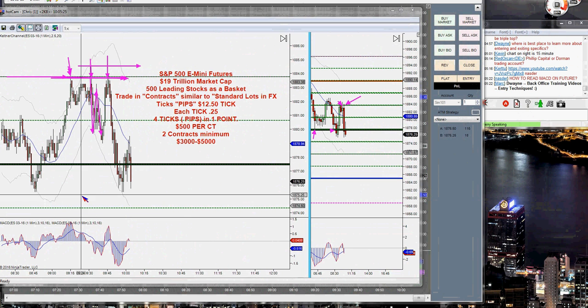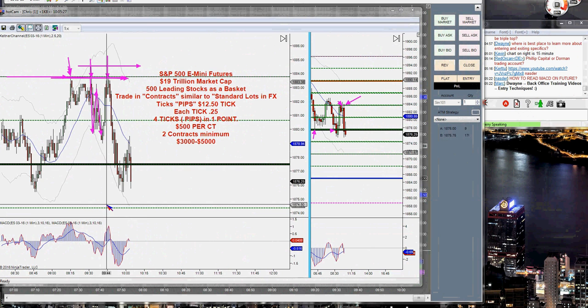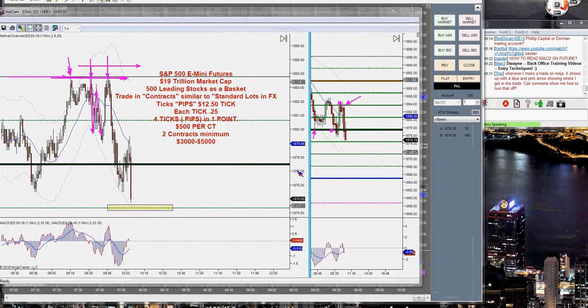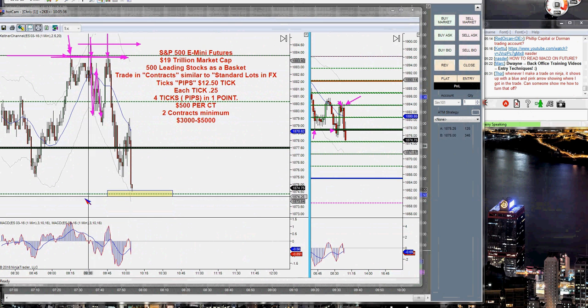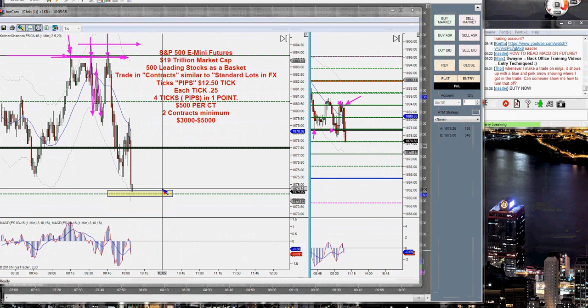Okay, guys, watch this down here now. Watch this area down here. Possible little support zone down there. Possible. Right here. Just watch it.